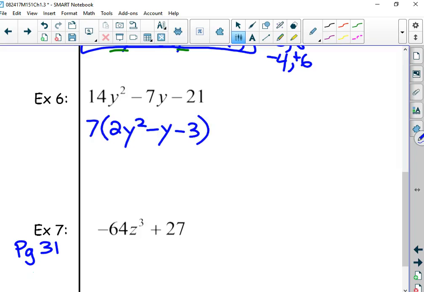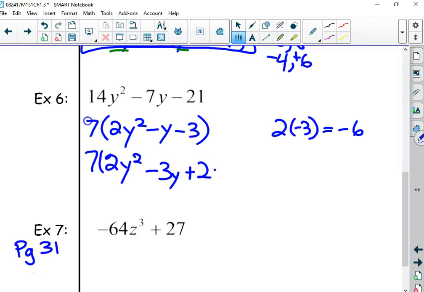Okay, this is a really simple AC factoring. You could probably do this just as fast using trial and error. So 2 times -3 gives me a -6. The factors of -6 that will give me our middle term of -y are, coincidentally, -3 and 2. So instead of having that -y to aim at, I will rewrite it as -3y plus 2y minus 3. That makes the next factoring step hopefully really simple.